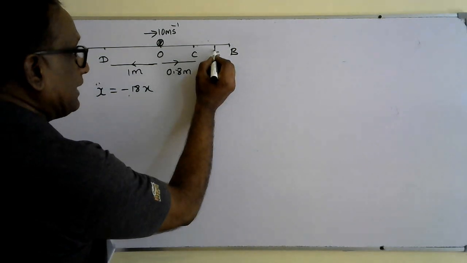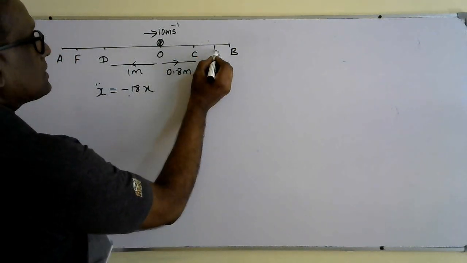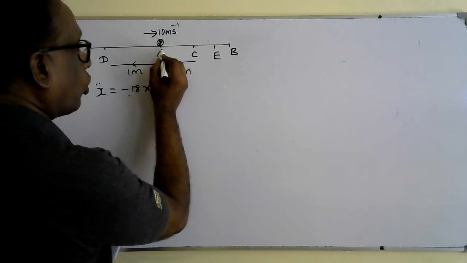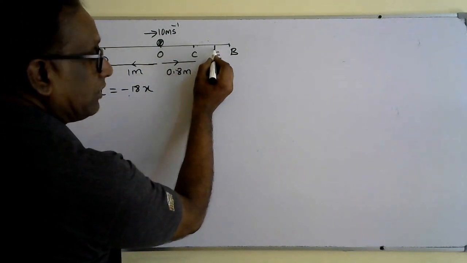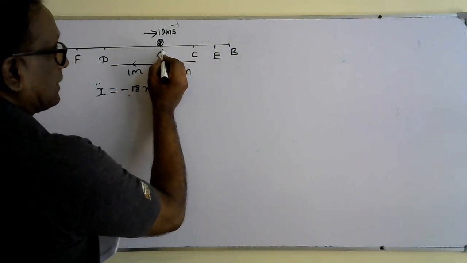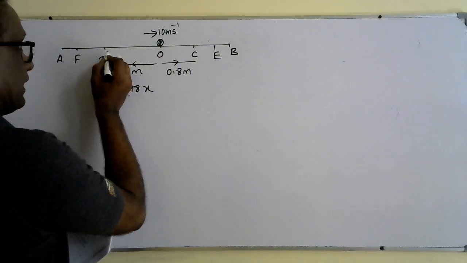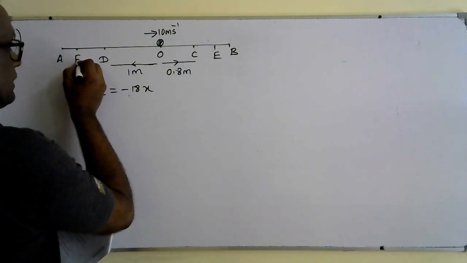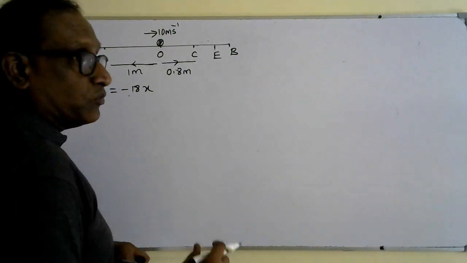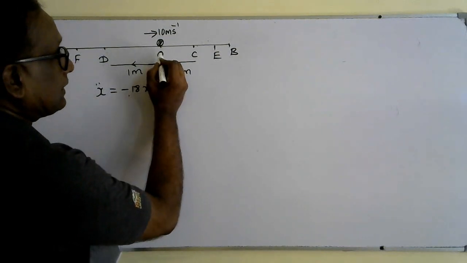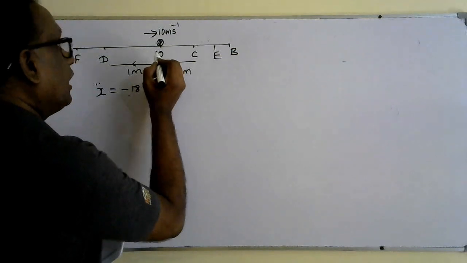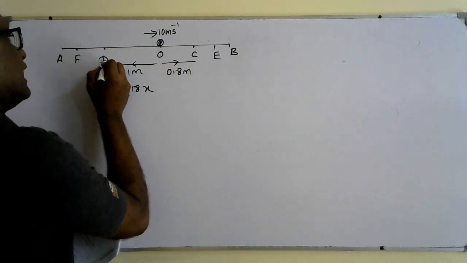If it is moving from E to F, we'll start the motion from O. It takes time to move from O to C, then C to E we don't consider, then E to C we don't consider, C to O we will consider. Then O to D we consider, D to F we don't consider, F to D we don't consider, D to O we consider. So during one oscillation we need to consider the time taken to travel from O to C, then C to O, then O to D, then D to O.